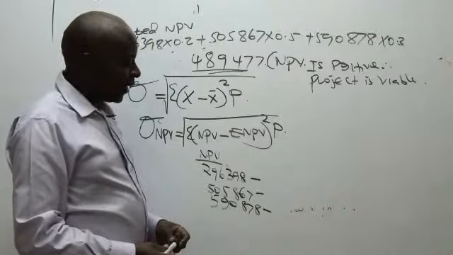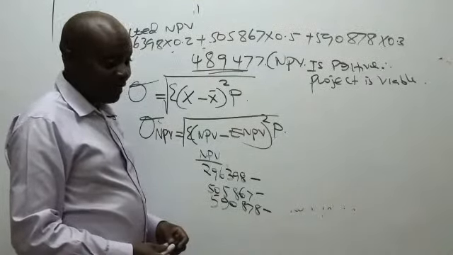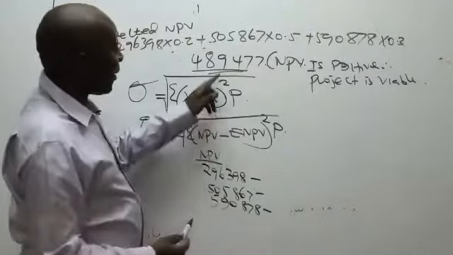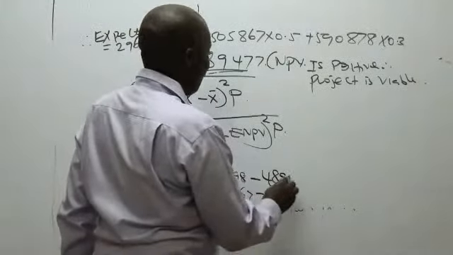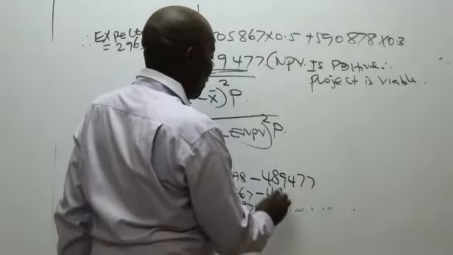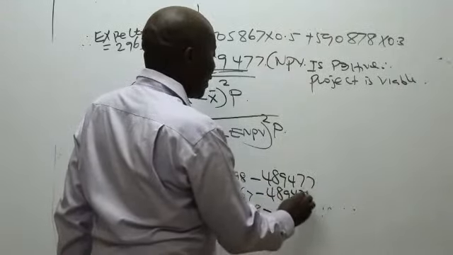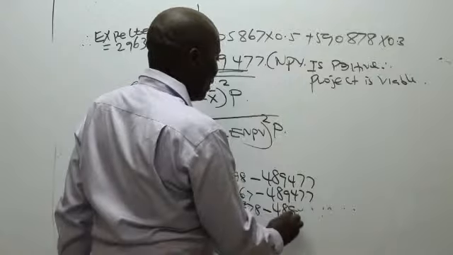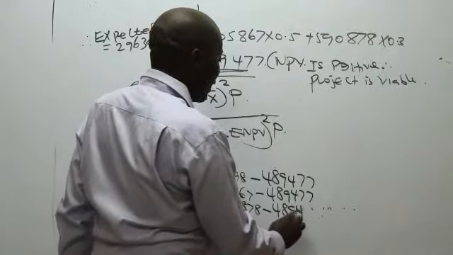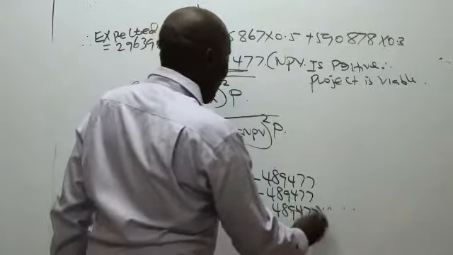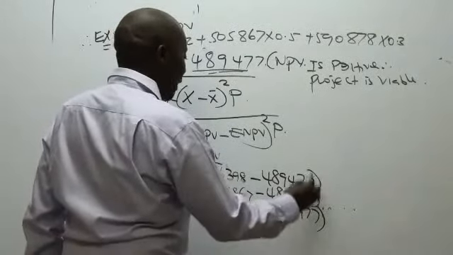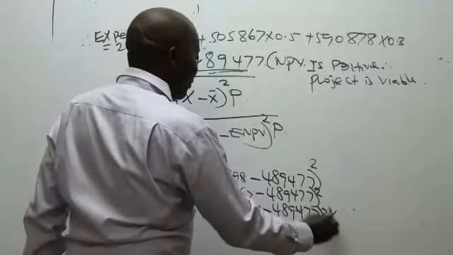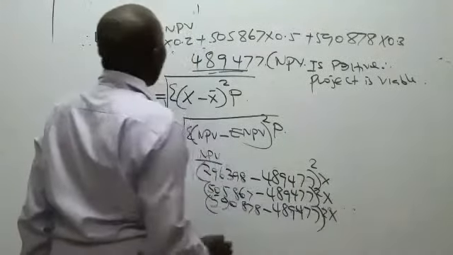Expected net present value. Unaiona kweli mahali? Hii tulikuwa nayo hapa. 489, 477. This one does not keep on changing. This one are backing the same. 489, 477. And then you'll come here and square whatever numbers you get. You square them times their corresponding probabilities.